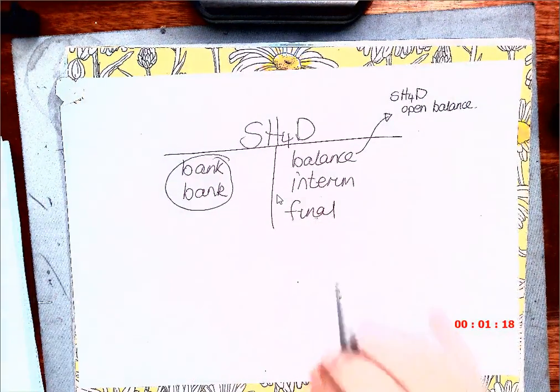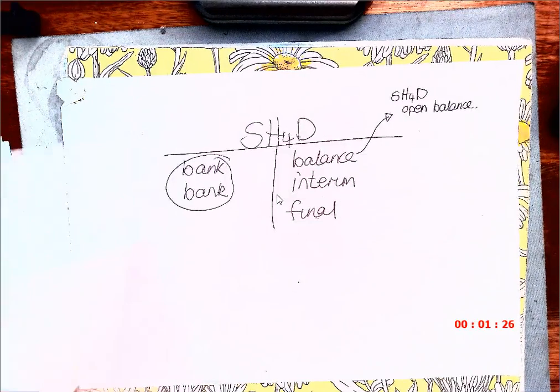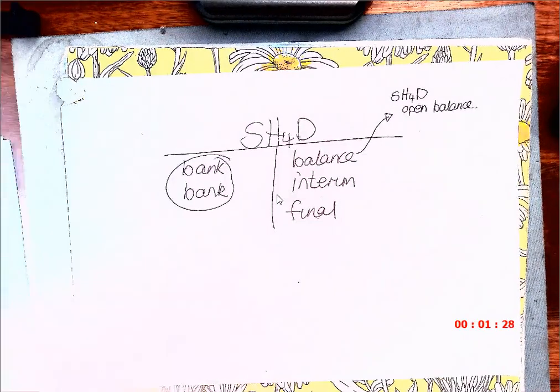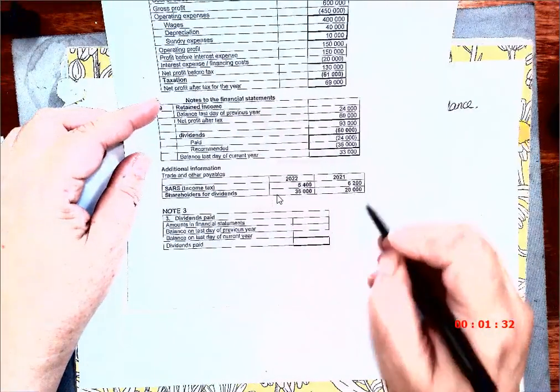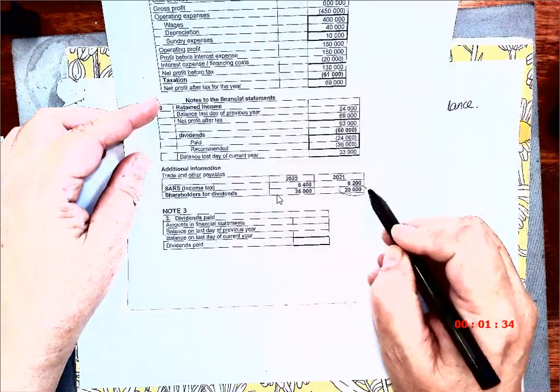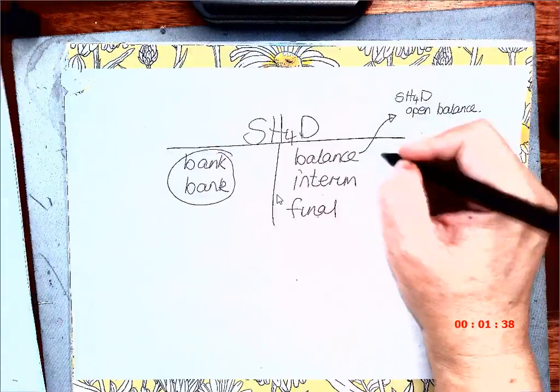So you're always going to look. They will always give you, if I can just see it here on the paper, what they will give you is shareholders for dividends, like here, and you will use the opening balance, meaning the old one. You see? So I'll use that 20,000.